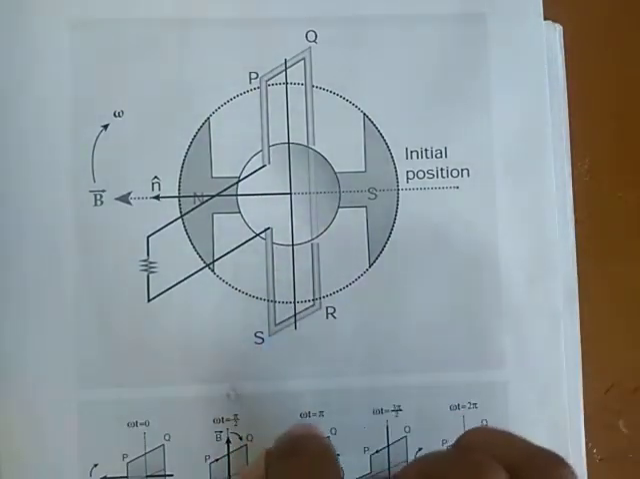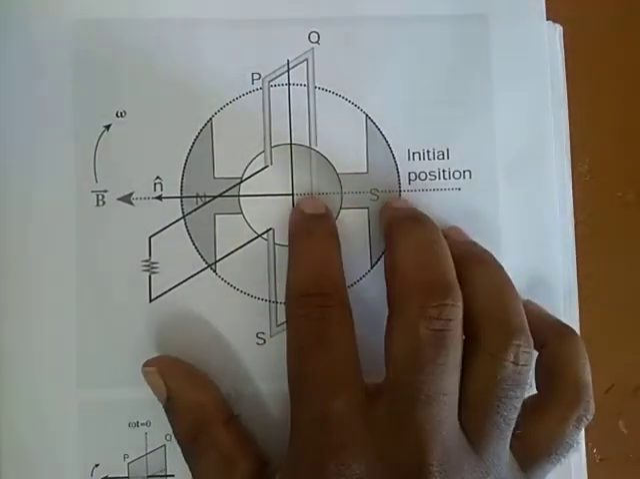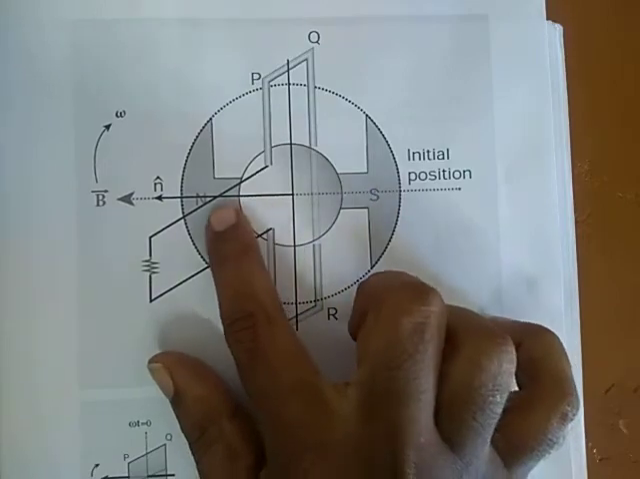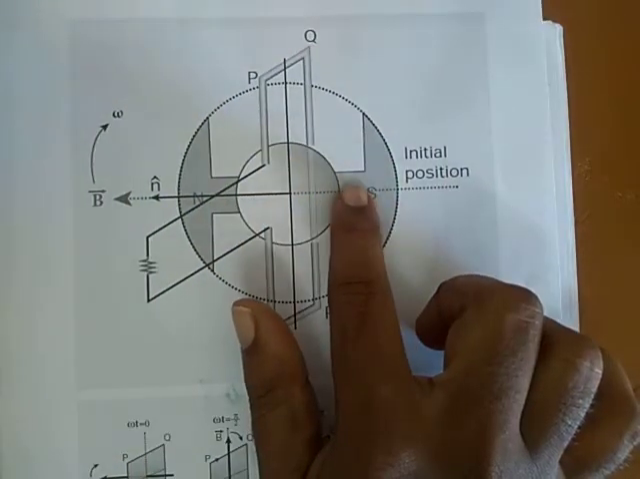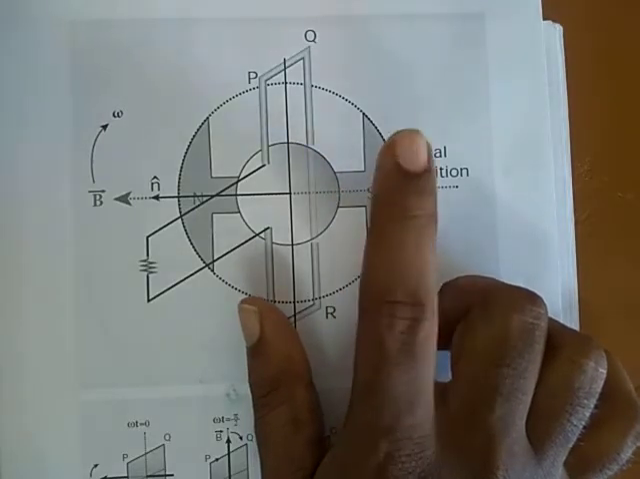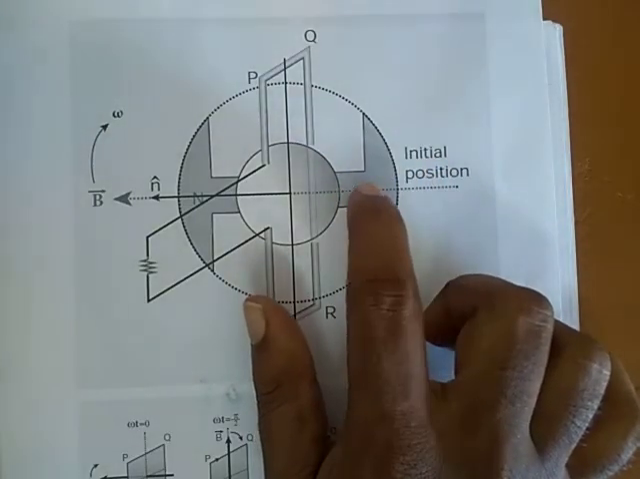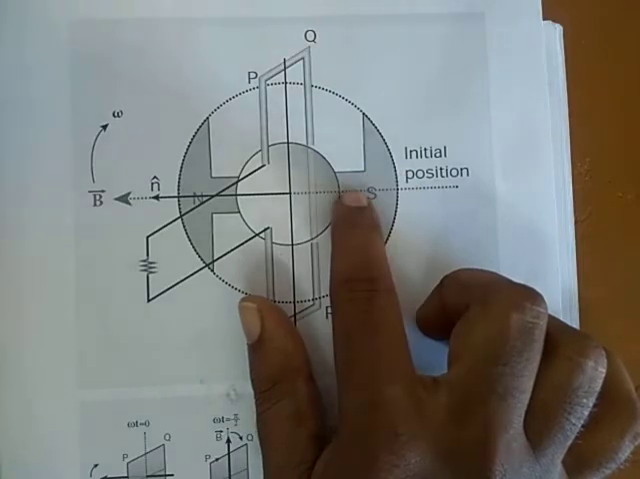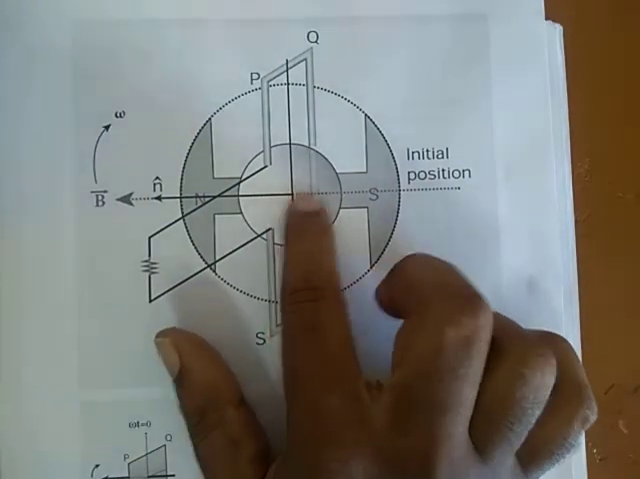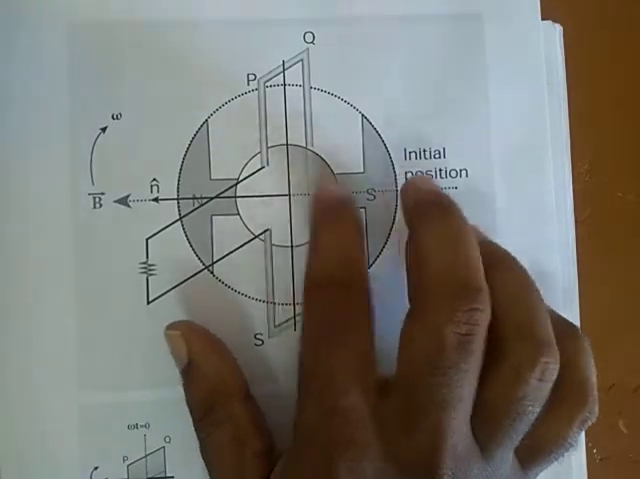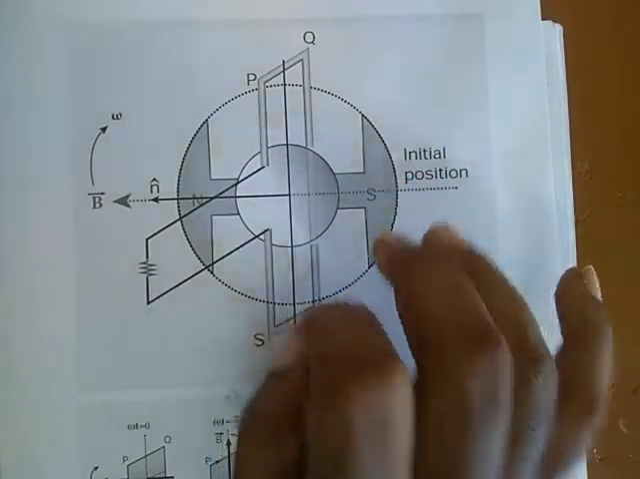We need to apply a current to magnetize the rotor. So we apply a DC source through the brushes. After that it will be magnetized, then it will be rotated by some other means, and then it will rotate. Let me see.